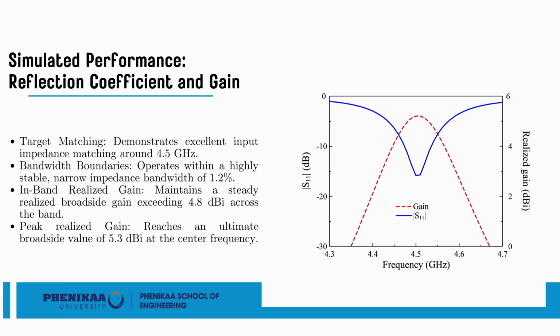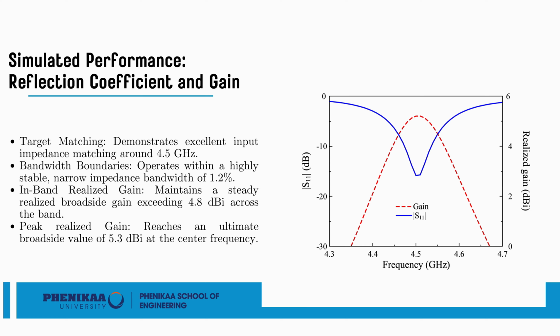The proposed design displays a strong impedance match over a specialized narrow operating bandwidth of 1.2%. Within this defined band, the antenna's realized gain remains consistently high, never dropping below 4.8 dBi. At the exact center frequency of 4.5 GHz, the structure achieves its peak broadside realized gain of 5.3 dBi, which is highly efficient for an element of this electrical size.